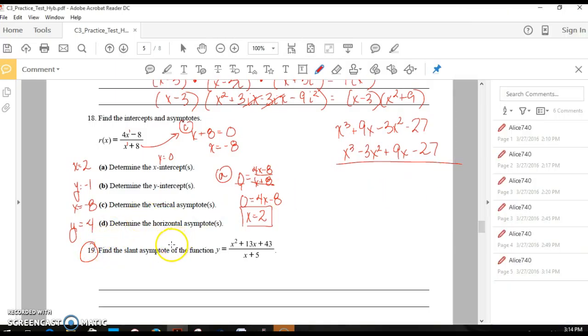Number 19 says the slant, which is our third case, where your numerator degree is higher than your denominator degree, in which case you'll have to do the synthetic division. And ignore the remainder. Take this is your constant, and that's your coefficient of x, and that quotient, when you ignore the denominator, the remainder, is going to be your slant asymptote.